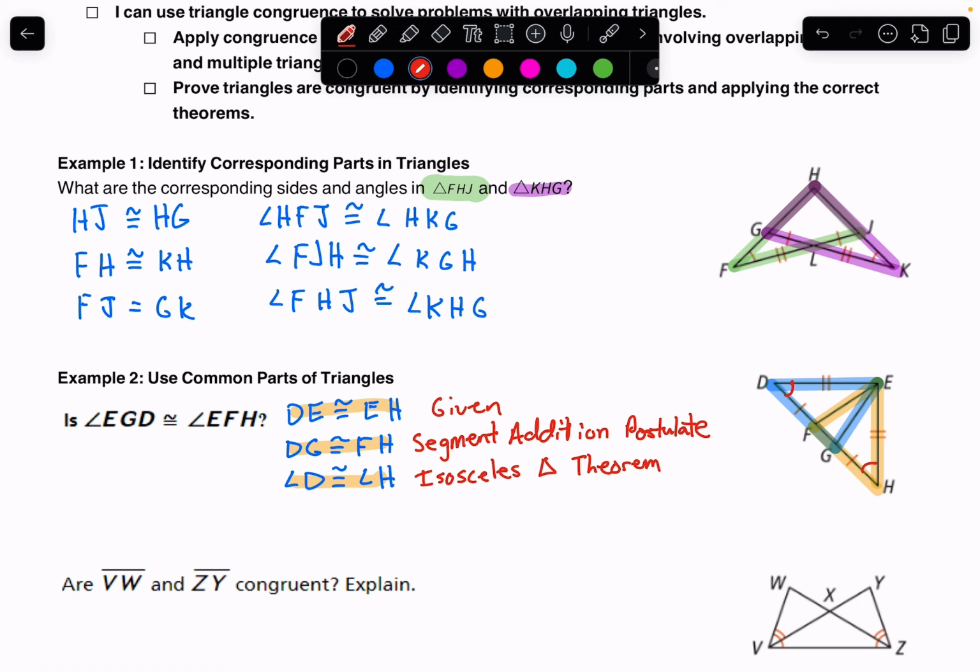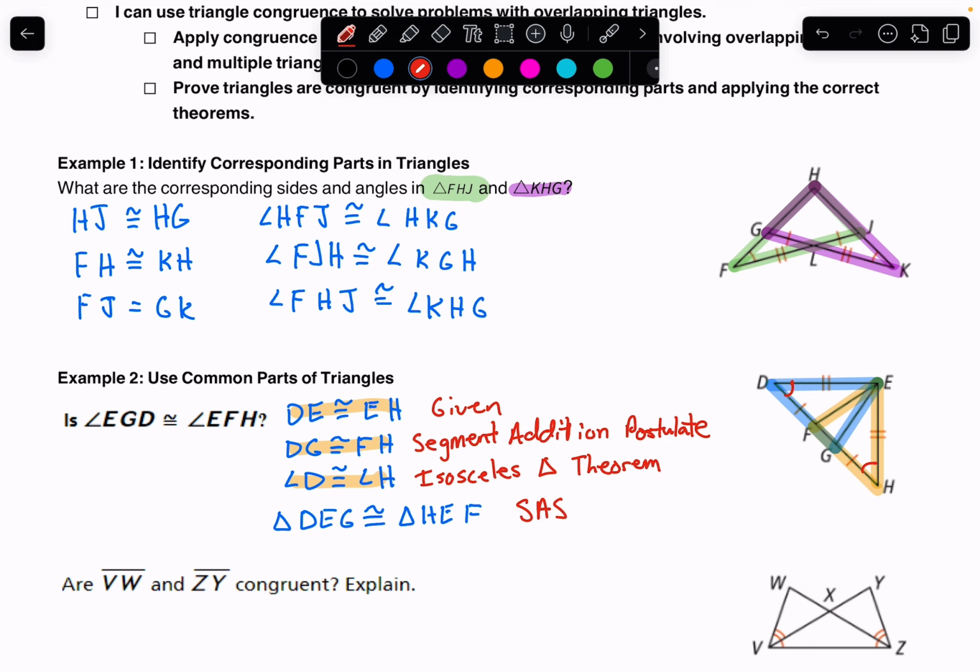And again, it's really important that I'm naming these triangles correctly. So maybe if my first one is triangle DEG, take a moment and decide what the name of the second triangle should be. If you said triangle HEF, you are correct. And that was by side, angle, side.